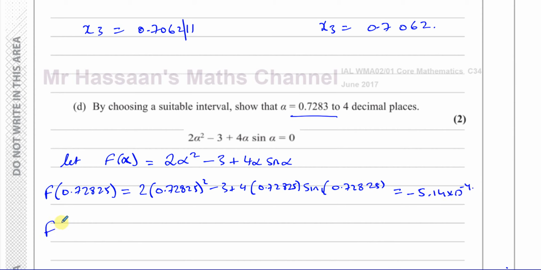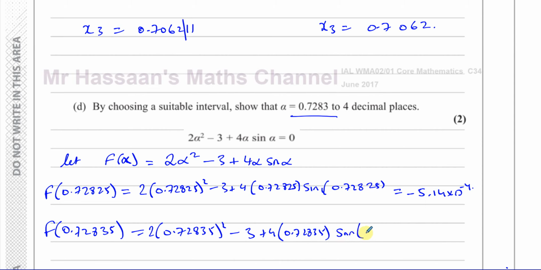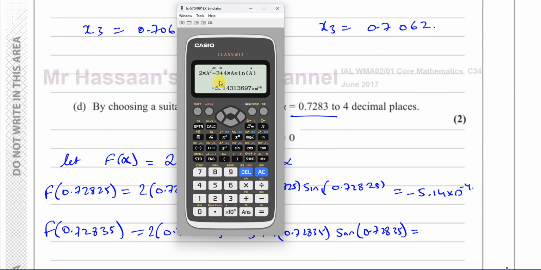And if I put 0.72835 in here, which is the upper bound, then I'm going to get the same thing: 0.72835 squared minus 3 plus 4 times 0.72835 times the sine of 0.72835. If you didn't write this down, I'm sure it would be fine if you just put that in the answer. That should be fine.